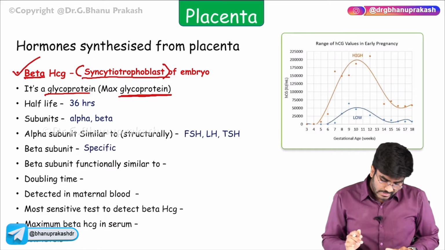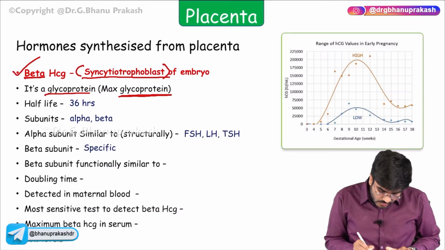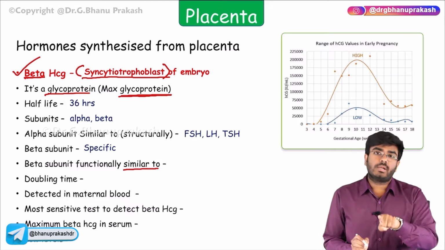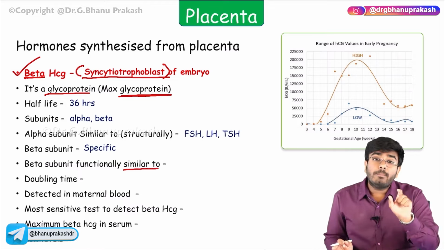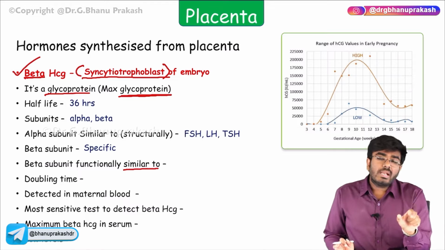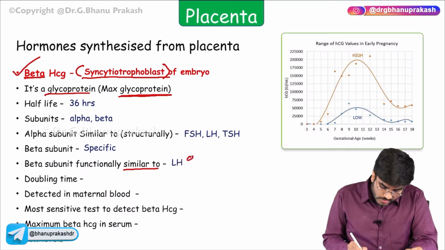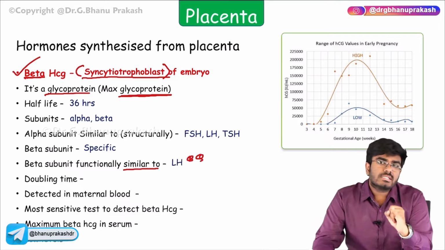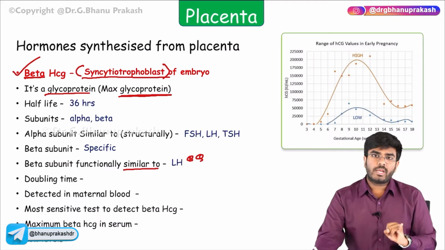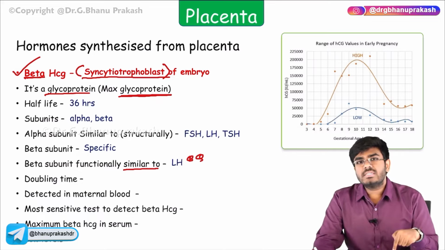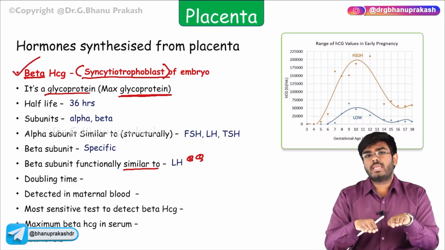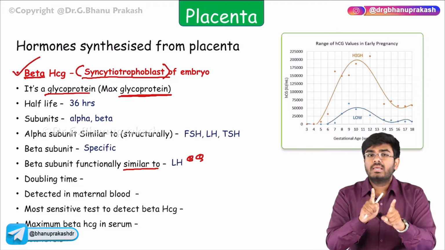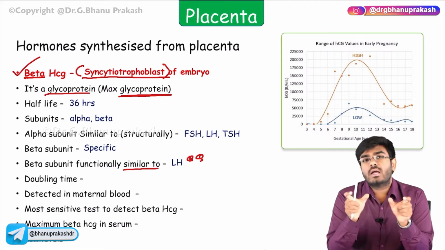So, please concentrate: the beta subunit is specific, and it is functionally similar to LH. Remember guys, the alpha subunit is structurally similar to FSH, LH and TSH, no doubt. But the beta HCG is functionally similar to LH. Very, very important question. Okay, why? Because in the basics we have discussed that LH is the hormone which maintains the corpus luteum. Am I right or not? LH maintains the corpus luteum. Beta HCG also maintains the corpus luteum. So the function is the same. The beta subunit of HCG is functionally similar to LH, because LH and the beta subunit of HCG both maintain the corpus luteum.